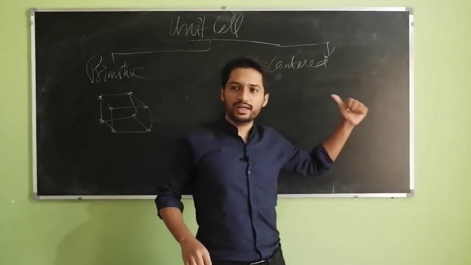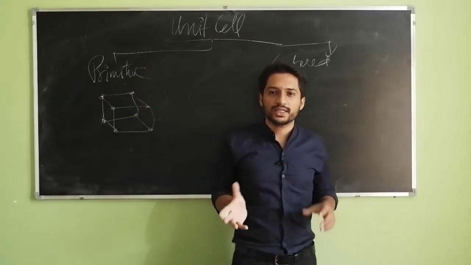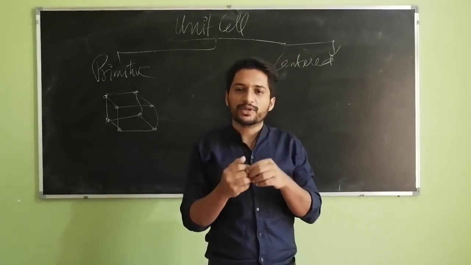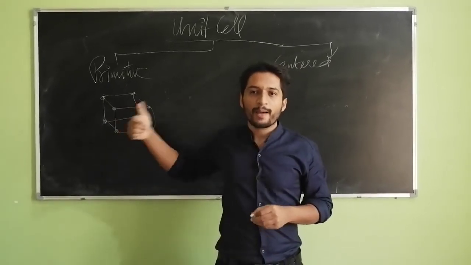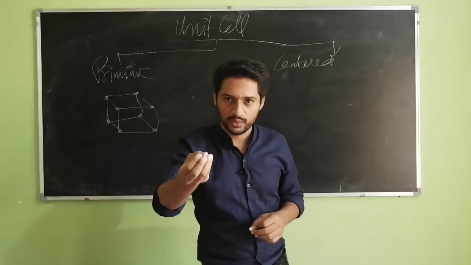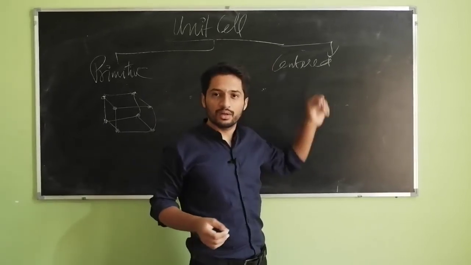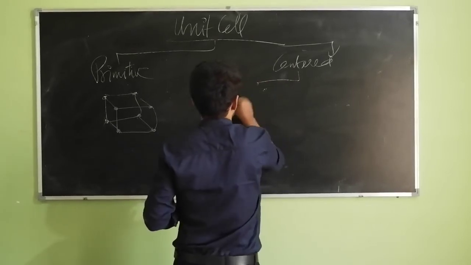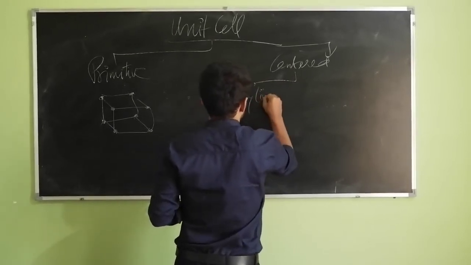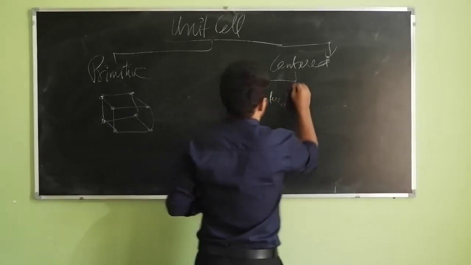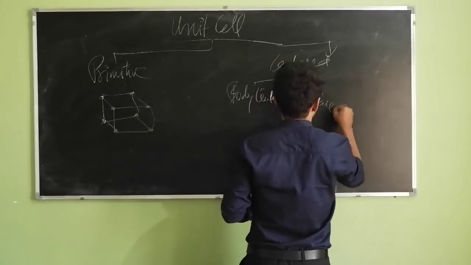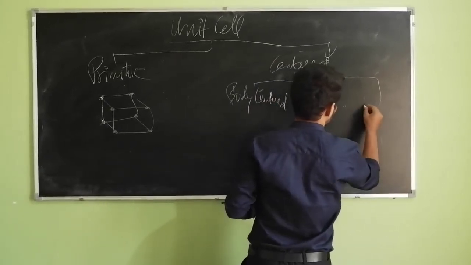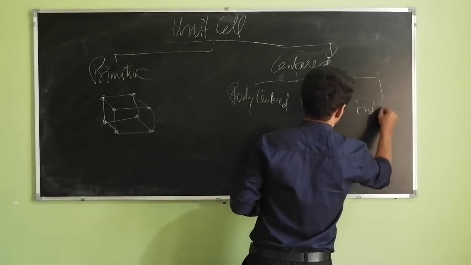Now in case of centered, what centered says is the atoms are present not only at the corner, but they are present at centers as well. That's why the name centered. How many types do we have? We have body centered. Then we have face centered. And the last one that we have is end centered.